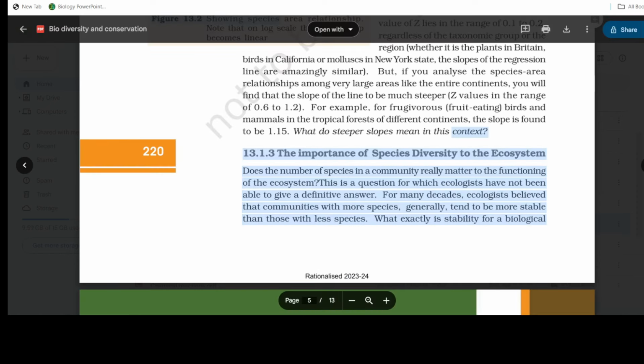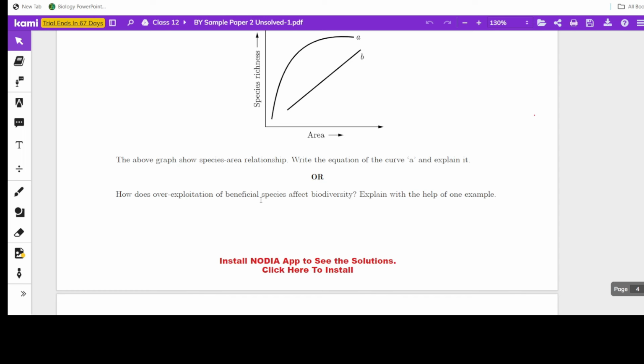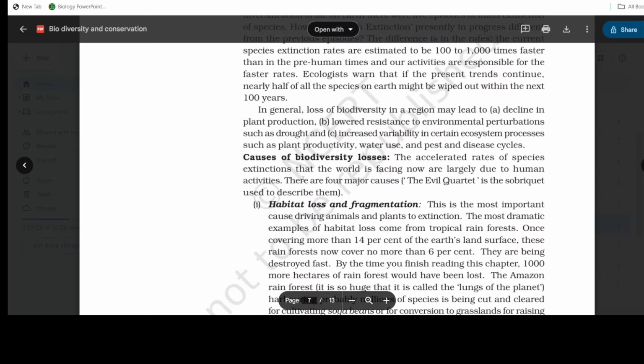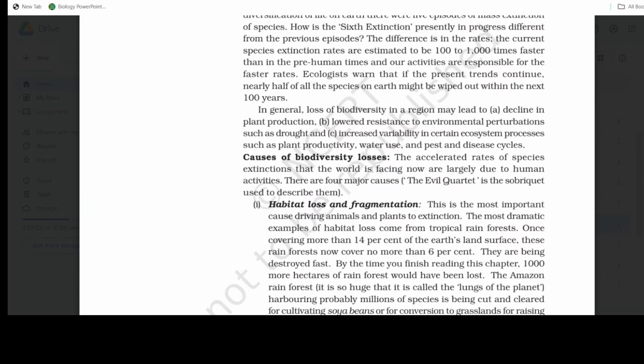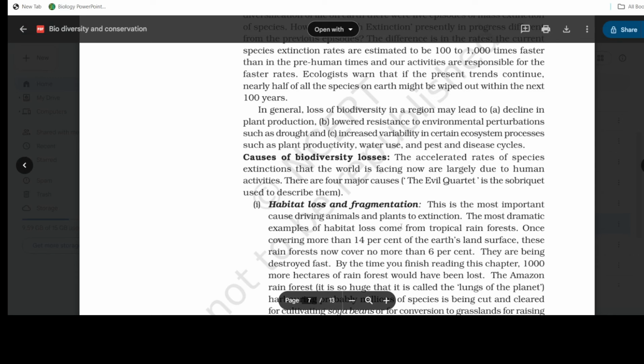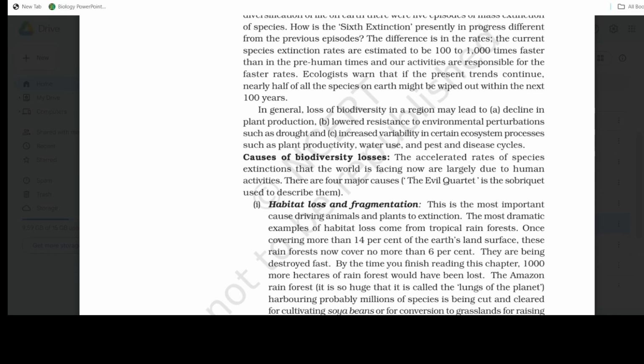Let's move on to the next question. How does overexploitation of beneficial species affect biodiversity? Explain with the help of one example. Let's see. Overexploitation of beneficial species. Under the heading causes of biodiversity losses, we can see a few causes given here. There are four major causes. It is mentioned as the evil quartet.